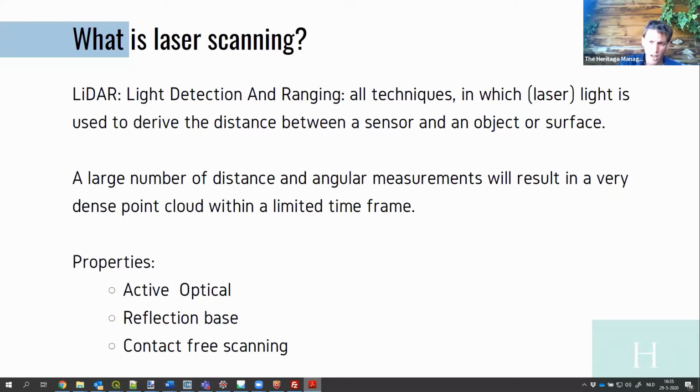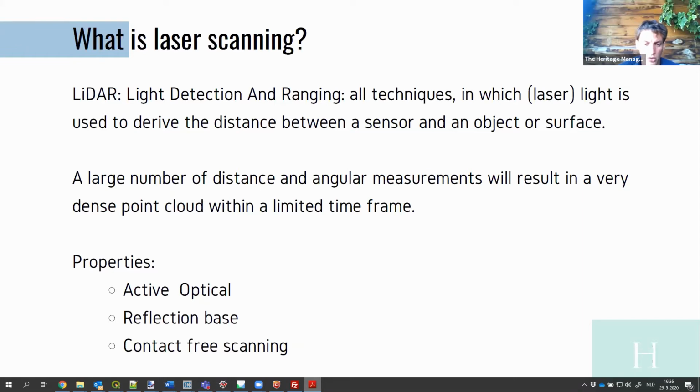So we have a sensor, we have an object, there's a certain distance in between, and we will use light to extract this surface. And not necessarily visible light, but in most cases we will use infrared or near infrared light. But I will also discuss that in one of the coming slides. If we have a large number of these distances combined with angular measurements, we will actually have a very dense point cloud within a very limited time frame.